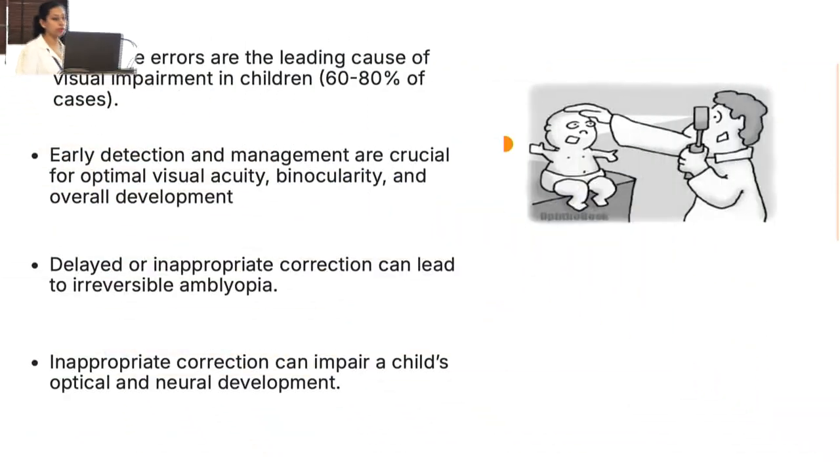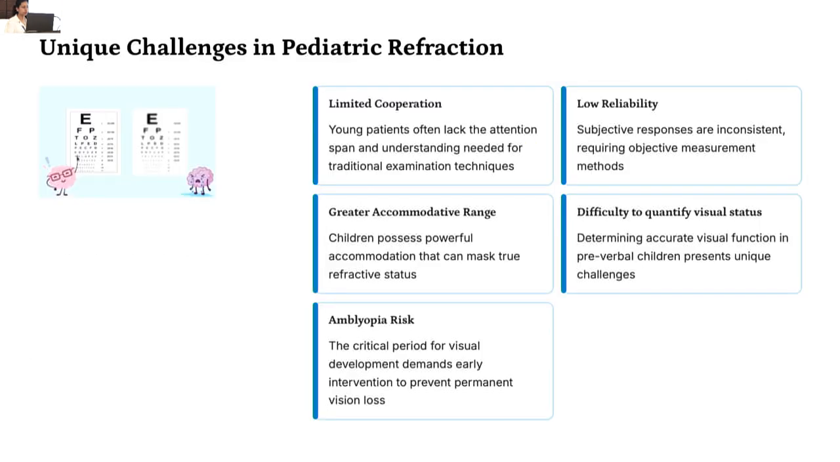Refractive errors are the leading cause of visual impairment in children. Early detection and management is very crucial for optimal visual acuity, binocularity, and overall development of the child. Any delayed or inappropriate correction can lead to irreversible amblyopia, as well as impair the child's optical as well as neural development. So we all face unique challenges in pediatric refraction.